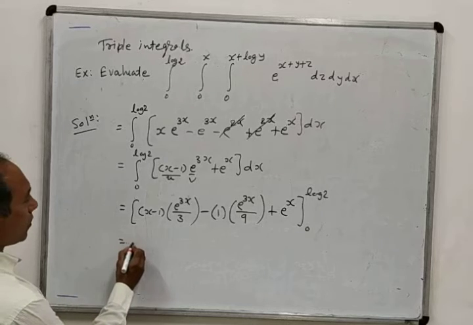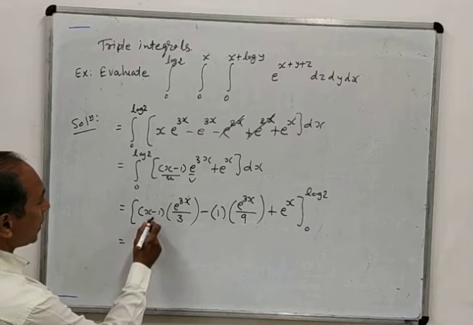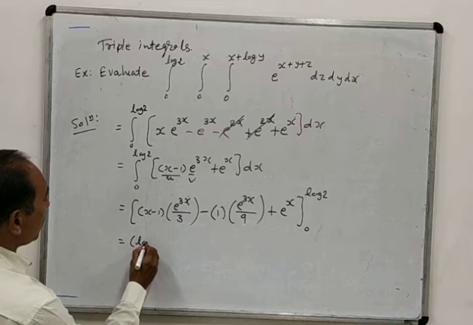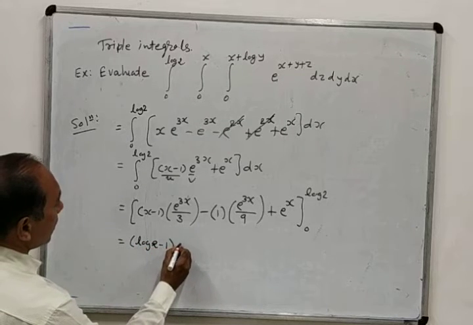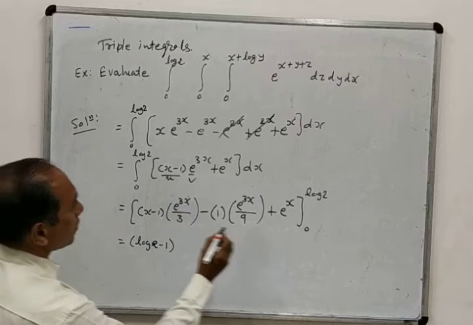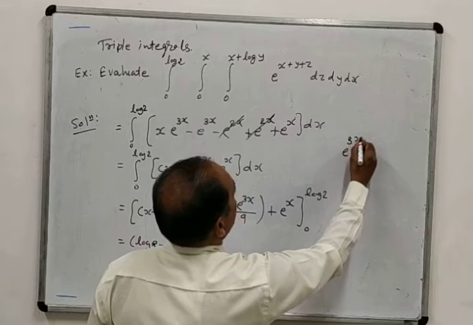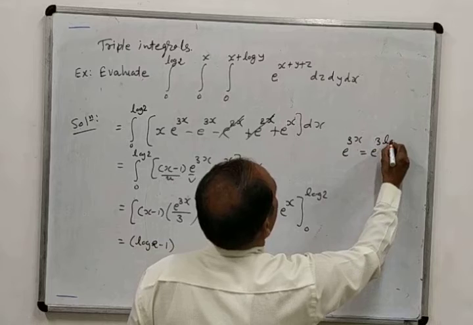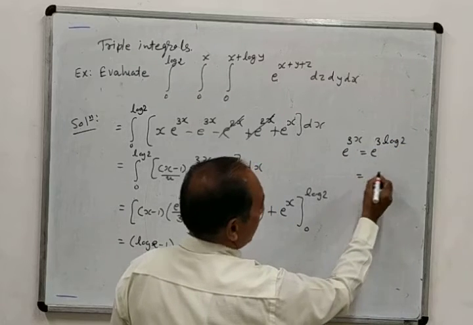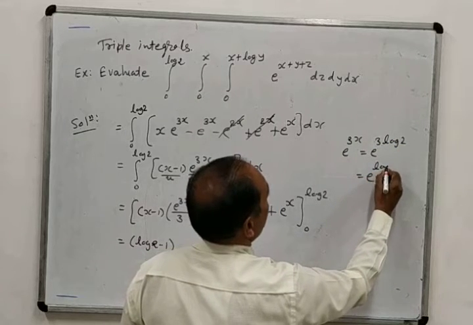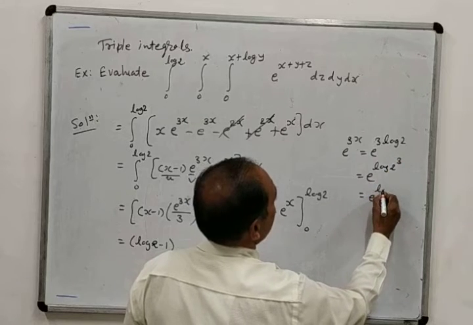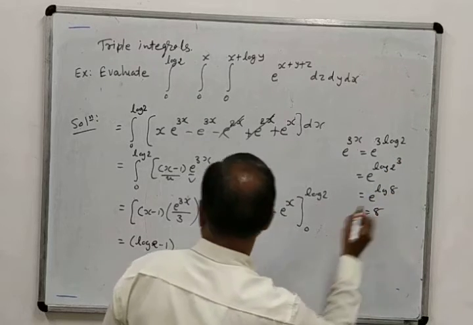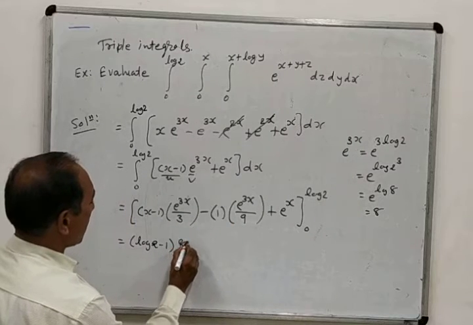So this equals, now we will put x equal to log of 2. So log of 2 minus 1, and it is e raised to 3x, meaning e raised to 3 log of 2. You must be knowing the properties of log and e, that it is e raised to 2 cube. So it is e raised to log of 8. So this equals 8. Okay, so into 8 by 3.